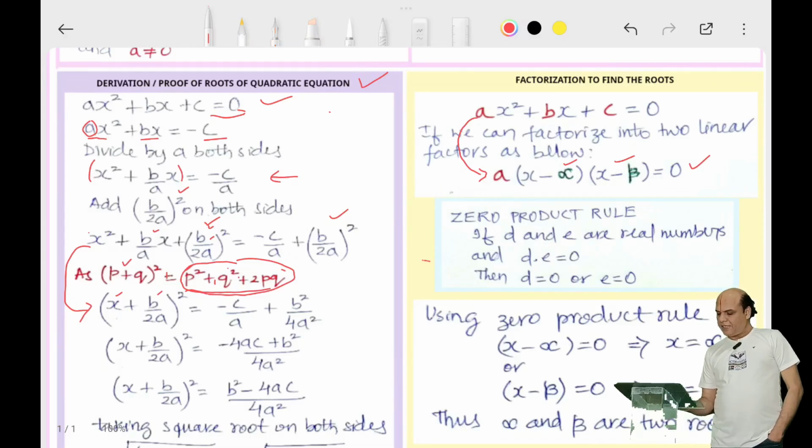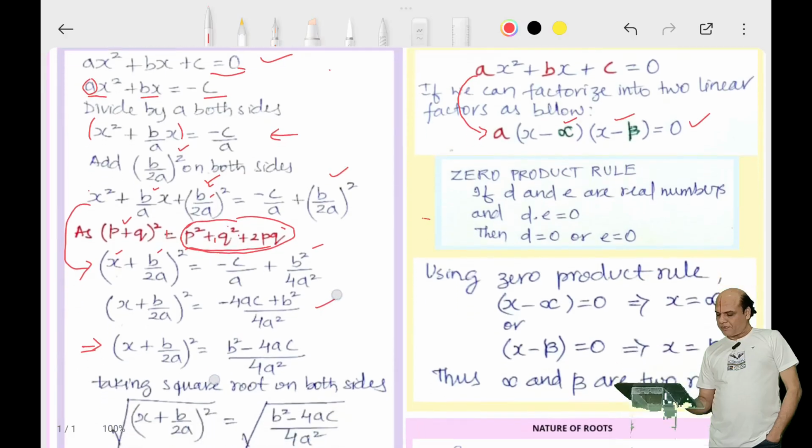Okay. Now the right hand side, you see. b by 2a whole square: I am taking the square, so b would be b square, 2 square would be 4, and a would be a square. So b square by 4a square. On the right hand side, if I take 4a square as LCM, this would be minus 4ac plus b square. Clear? So the left hand side would be the same. Here I can rewrite this equation as b square minus 4ac by 4a square.